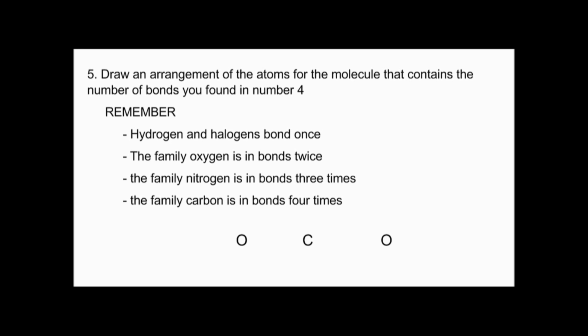Through this process, we must remember that hydrogen and halogens bond only once. The family oxygen is in bonds twice. Nitrogen's family bonds 3 times, and the family of carbon bonds 4 times. Knowing this, and knowing that we need 4 bonds, we can draw oxygen with 2 bonds connecting to carbon, and also from the other side. So now carbon has 4 bonds: 1, 2, 3, 4. This oxygen has 2, and it can only take 2, and this oxygen has 2.